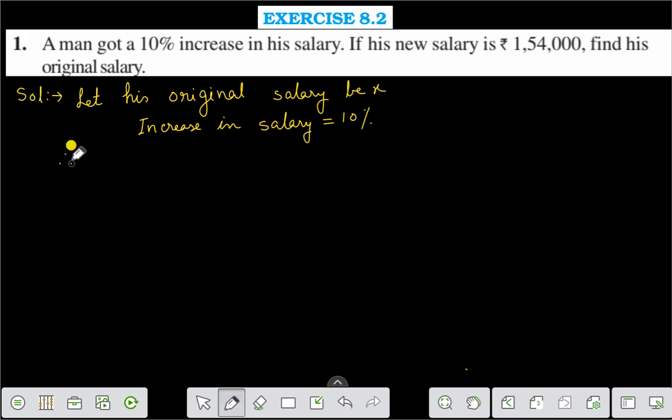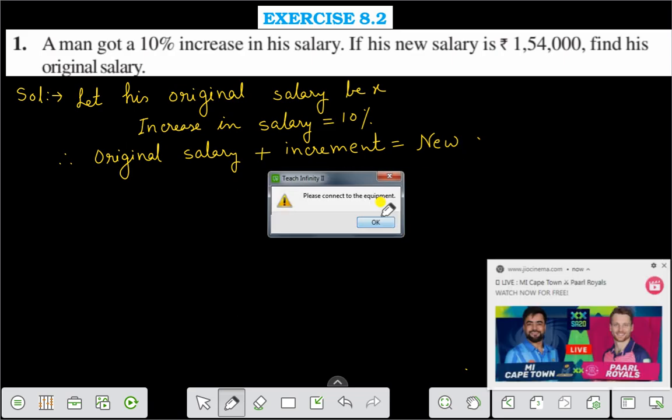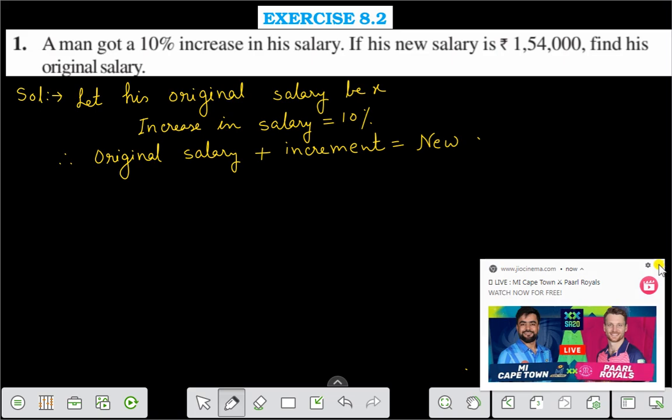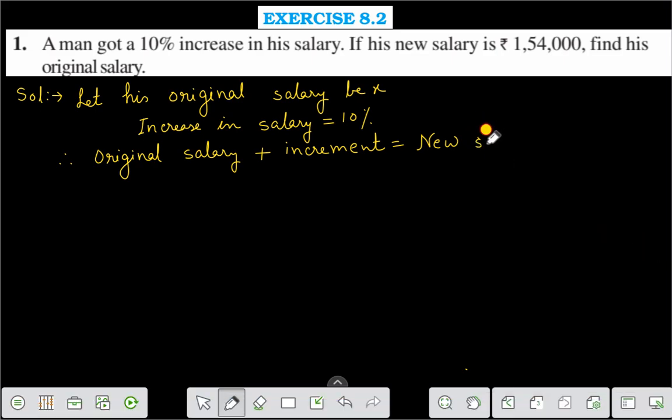Therefore, we can say that original salary plus increment is equal to new salary, according to the question.